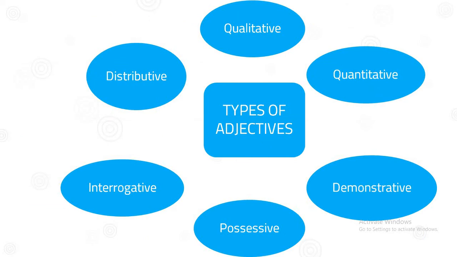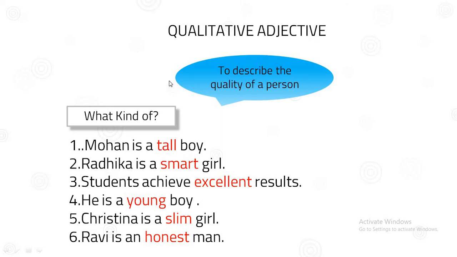Let us go ahead. Now we are going to talk about types of adjectives. Adjectives are of several kinds: qualitative adjective, quantitative adjective, demonstrative adjective, possessive adjective, interrogative adjective, and distributive adjective. Now I'm going to explain slide by slide each and every kind of adjective. So first of all, it is the qualitative adjective.